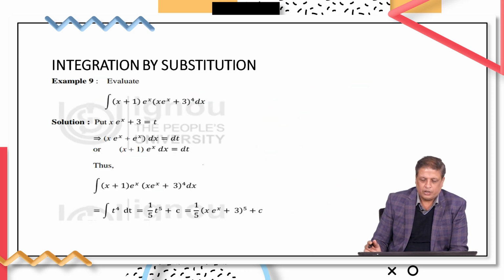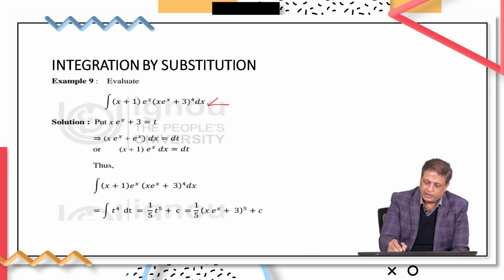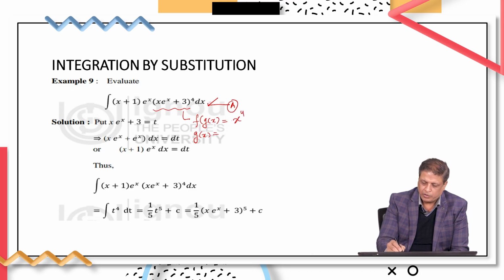So, again let me solve one more numerical for you for better understanding. This appears to be a bit complicated, but it is again a very simple question if we try to solve it by the technique of integration by substitution. Over here we are given an integration, say A, equation A represents the integration. Now, over here the observation is that we can substitute this by f of g(x). Now, what is g(x) over here? f of g(x) is g(x) to the power 4.